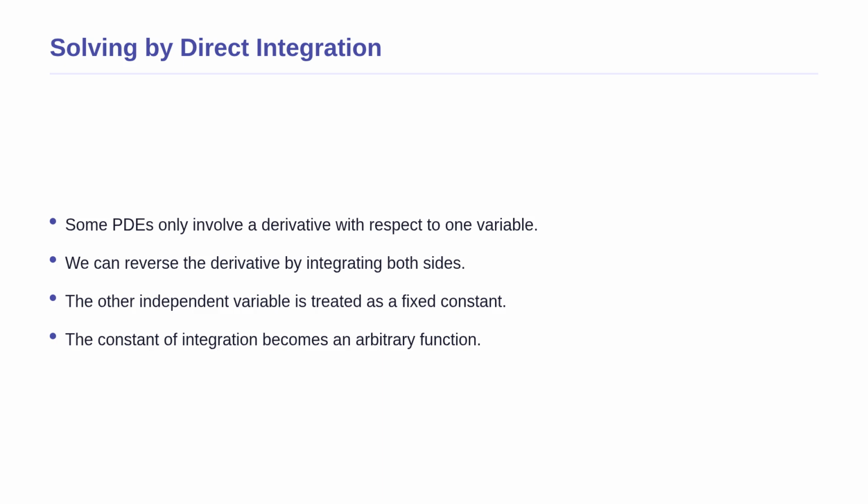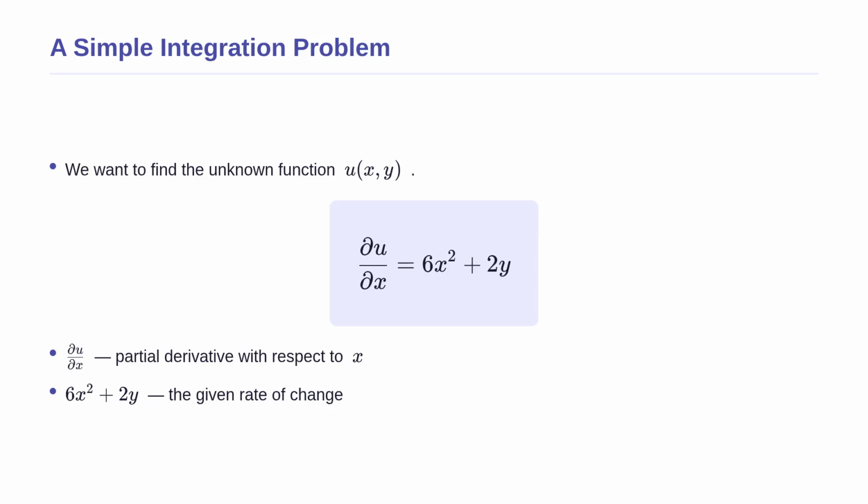Sometimes you will encounter an equation that only involves a derivative with respect to one variable, even though the unknown function depends on two variables. We can solve this using a method similar to basic calculus. We simply reverse the process by integrating both sides with respect to that one variable. The trick is that during this integration, we must treat the other variable as if it were a fixed, unchanging number. Let us look at the specific equation we want to solve.